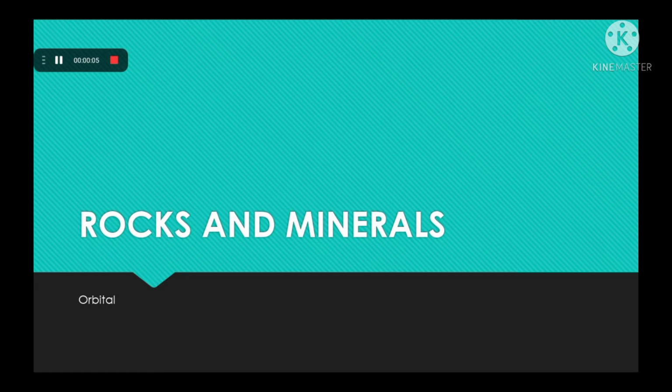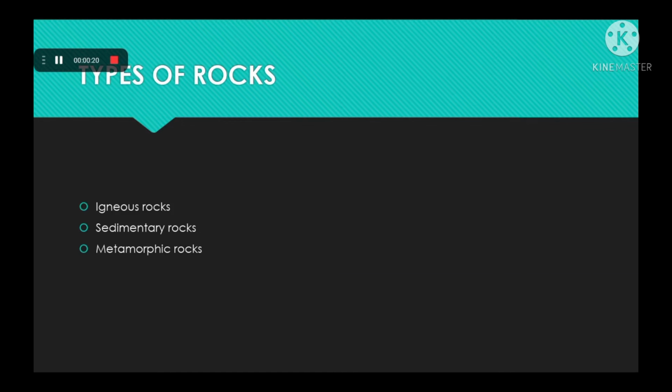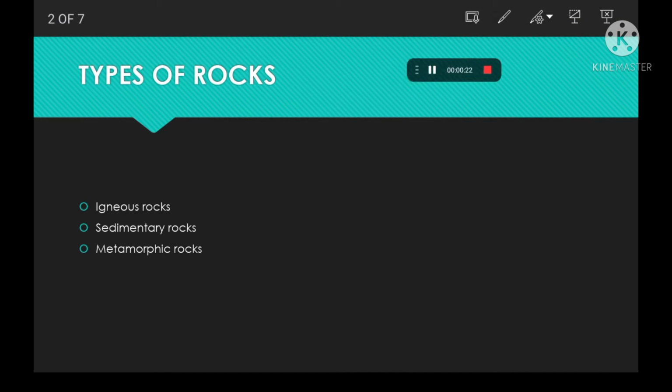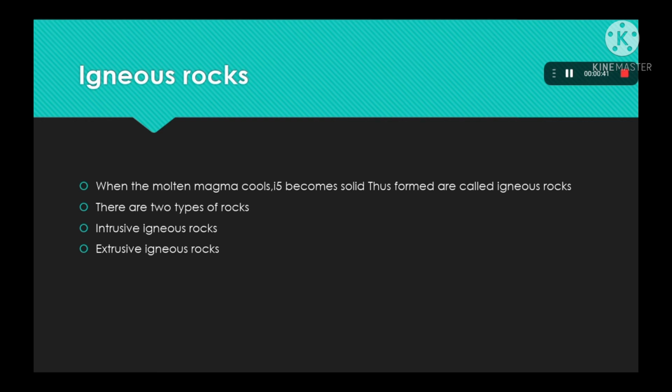So now, in the last video, we completed part 1 of chapter number 2, Inside Our Earth. Now we will be completing the whole chapter with the topics rocks and minerals. So let's start. There are 3 types of rocks. You might be thinking, what are those 3 types of rocks? There are 3 types of rocks named igneous rocks, sedimentary rocks, and metamorphic rocks. Now we will be studying them in detail.